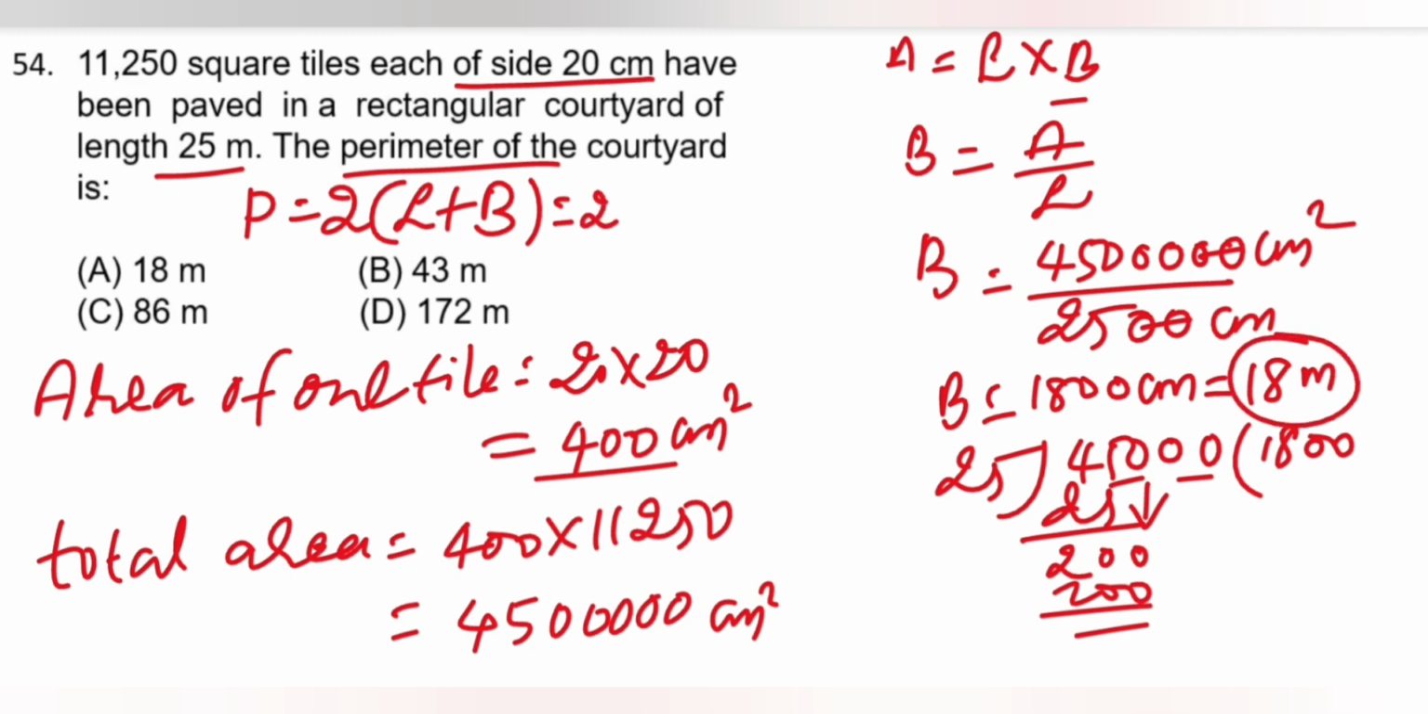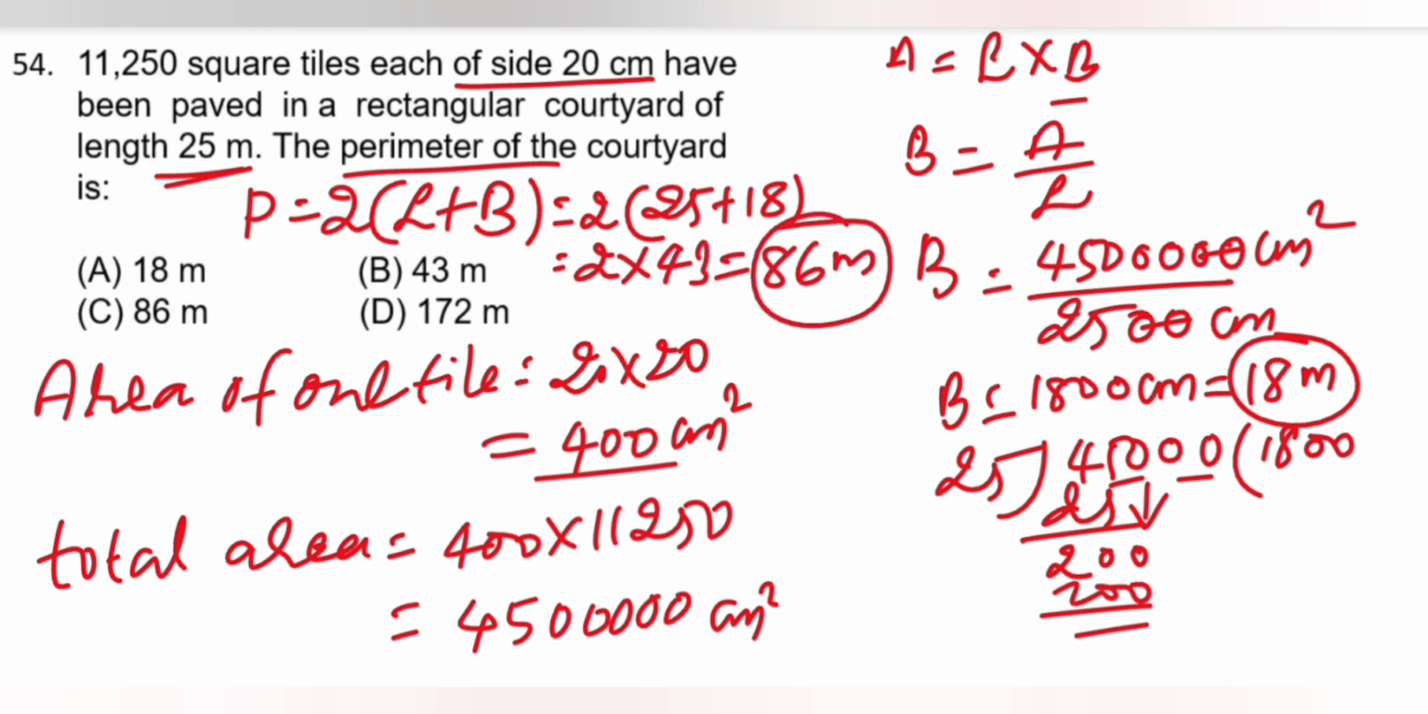So at this stage we know the value of length and breadth. Length is 25 meter and breadth is 18 meter. Okay, so here 2 into 43 is equal to 86 meter. Option C is the right answer. Let us move on to the next question.